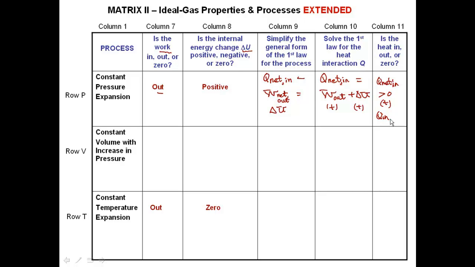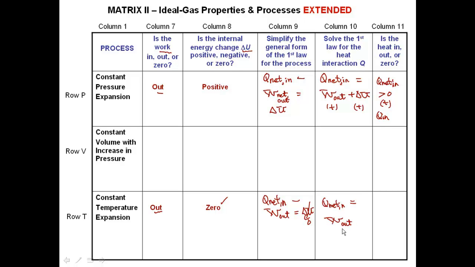We can now take a look at the constant temperature process and do the same thing. We have then that the net heat transfer in minus the net work out. And again, we've established we have work out, so let's just write work out there, equals the change in internal energy. And we have just deduced that this must be equal to zero. So when we solve for the heat interaction, we simply have that the net heat transfer in must equal the work out.